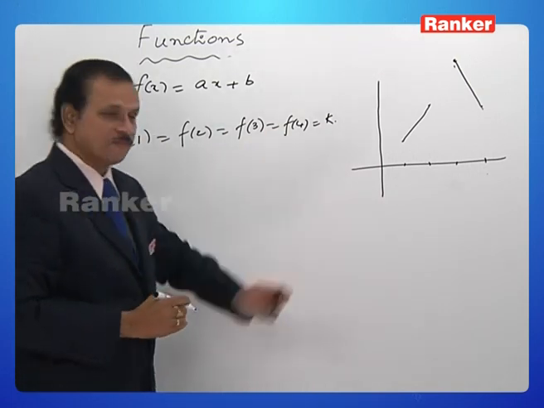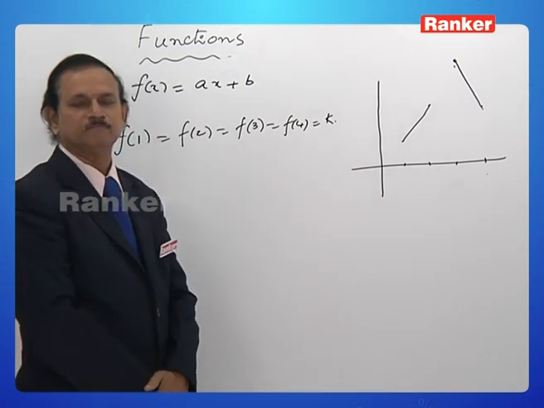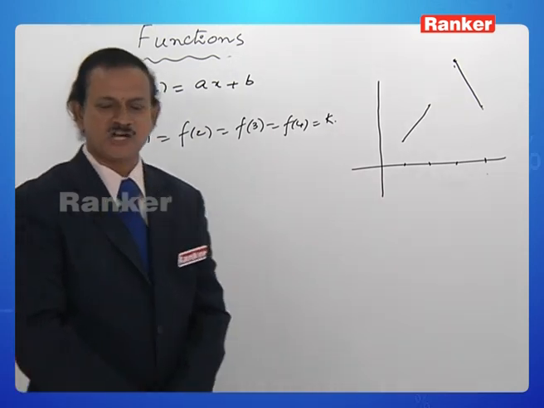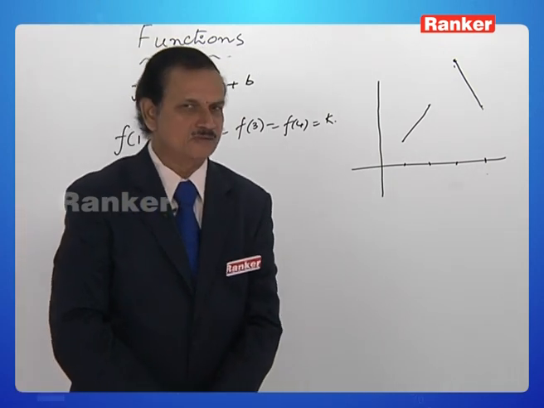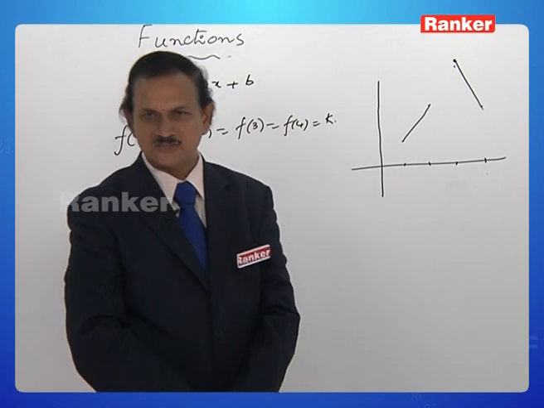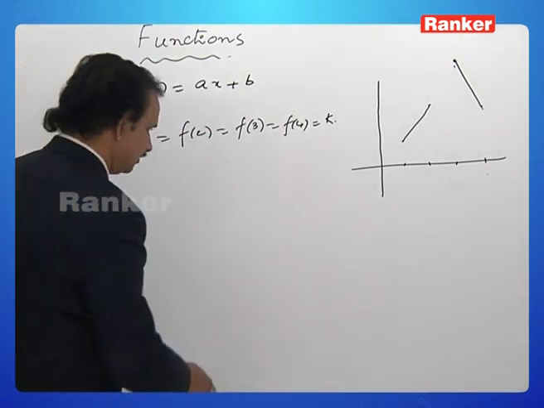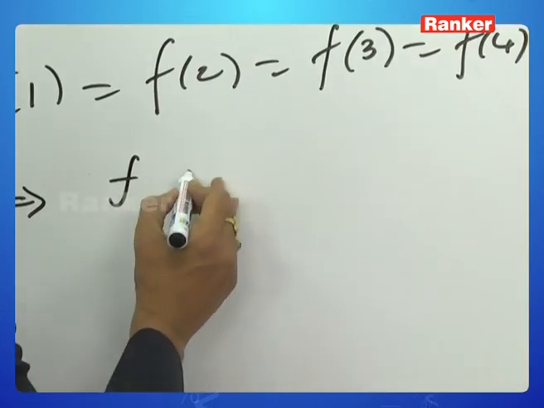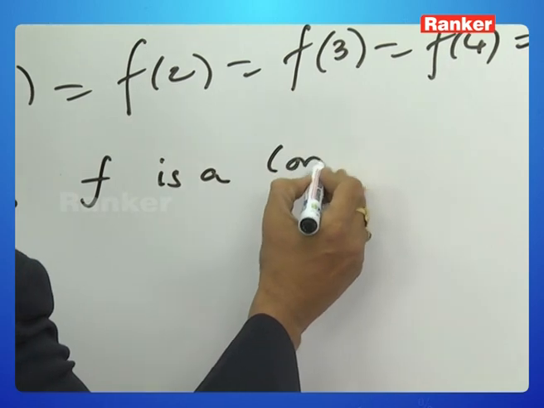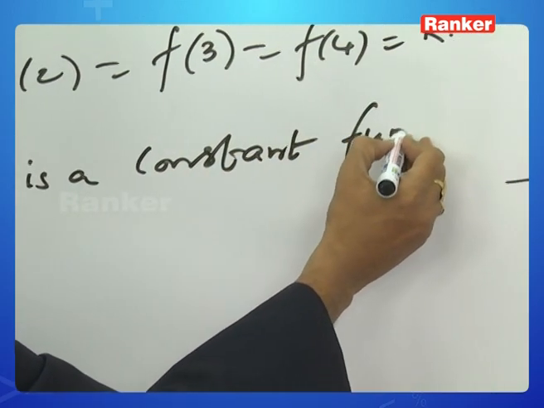So what does this information imply? f of x is a constant function. If f is a constant function, every one of us knows that its derivative is 0. f dash x is 0. What is f dash x? a is equal to 0, isn't it? From this information, we can infer that f is a constant function.